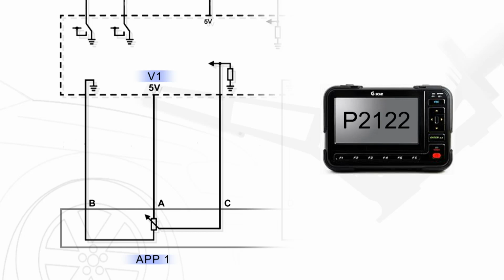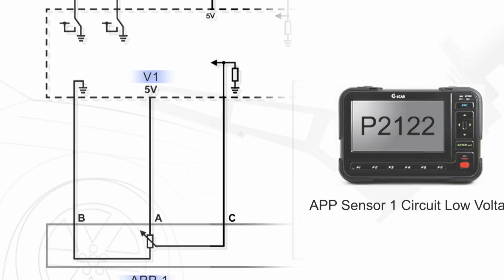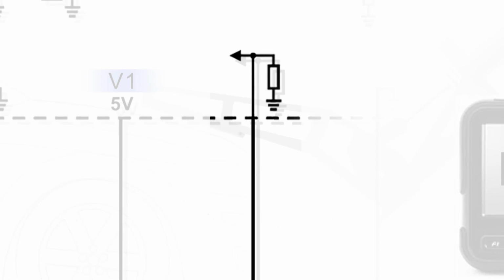DTC P2122, which is accelerator pedal position sensor 1 circuit low voltage, that's indicating that we have 0 volts on our signal wire. Our signal wire will normally vary from a minimum to a maximum. It will very rarely go to 0 volts or very rarely go up to the maximum voltage. That's so we can set DTCs. So we know we've got 0 volts on that wire. How do we test to make sure where the fault is?